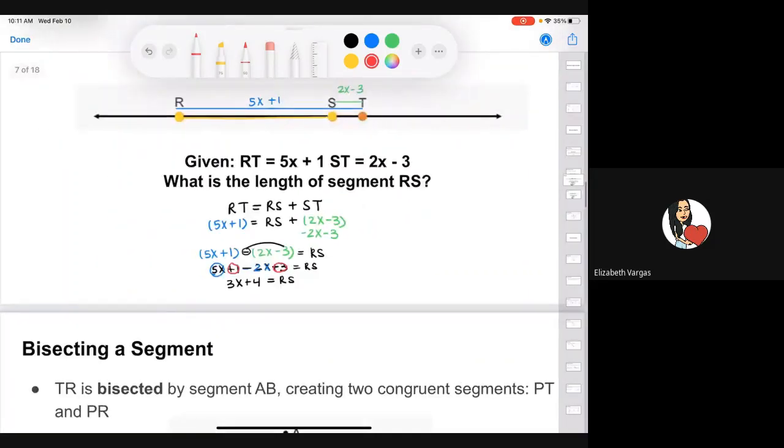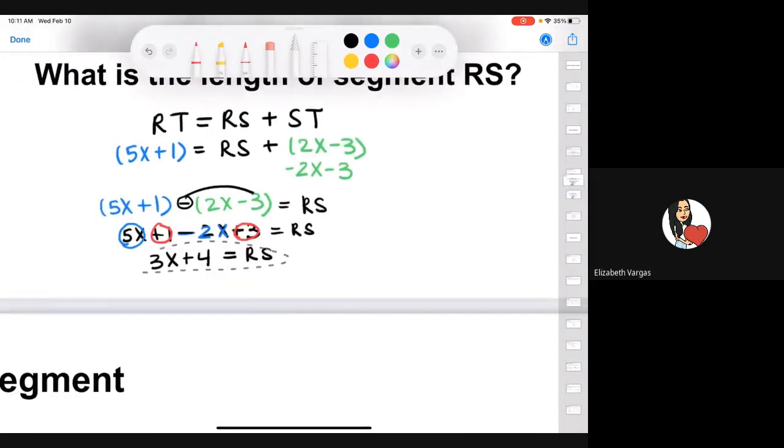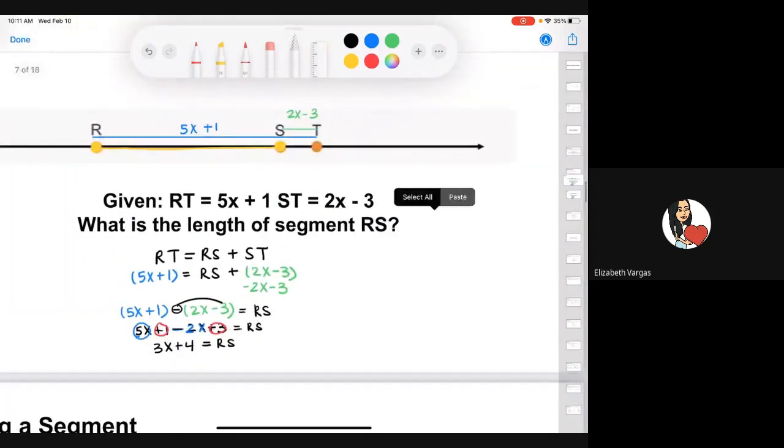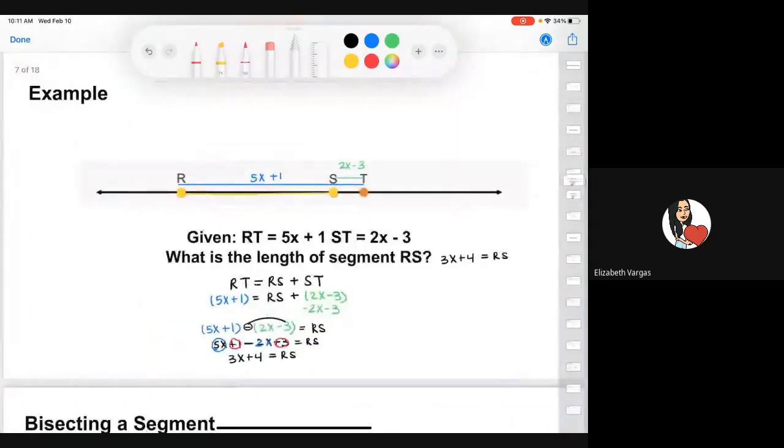So therefore, we identified that RS is equal to 3x plus 4. That would be the length we would use, 3x plus 4. Basically, to find the segment RS, we took the entirety of the segment RT, subtracted ST, and removed it to find RS. So that is an example of how you use the segment addition postulate if you aren't given the exact values.